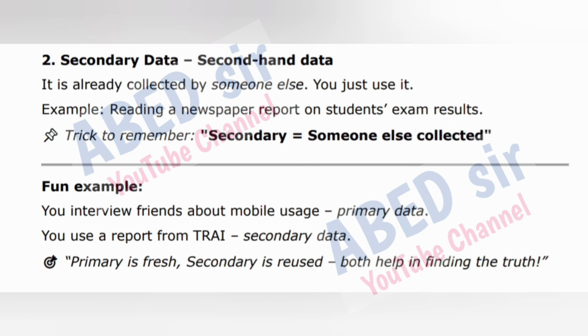2. Secondary data, second-hand data. It is already collected by someone else. You just use it. Example: reading a newspaper report on students' exam results. Trick to remember: secondary is equal to someone else collected. Fun example: you interview friends about mobile usage, primary data. You use a report from TRAI, secondary data. Primary is fresh, secondary is reused, both help in finding the truth.